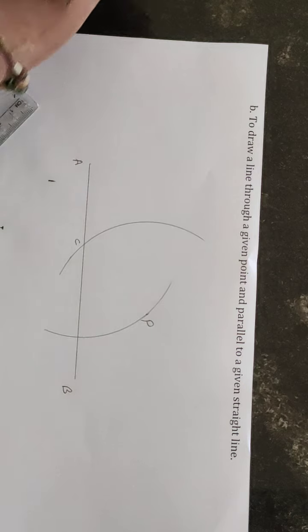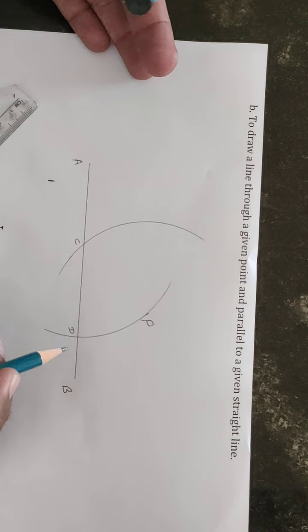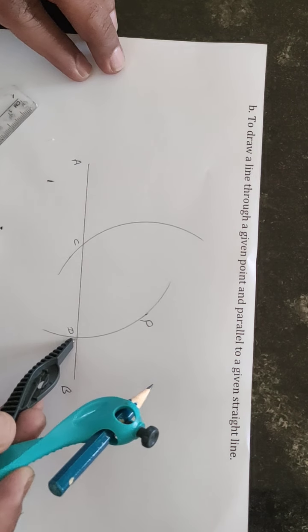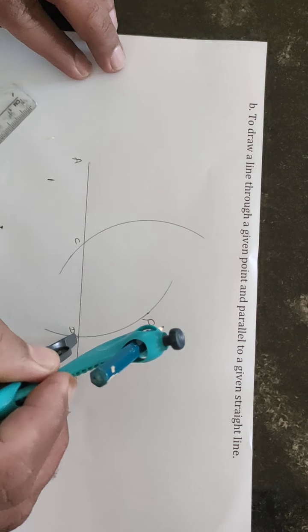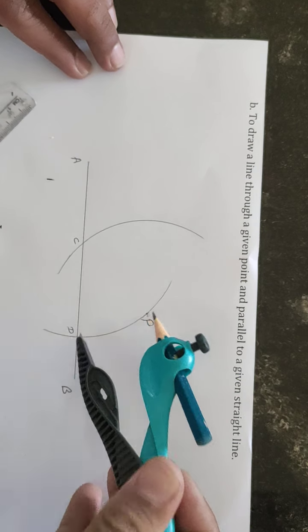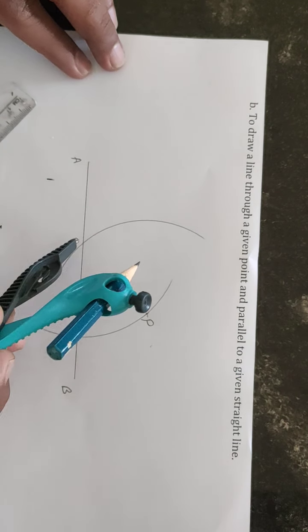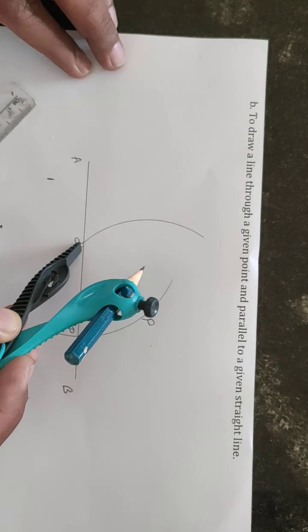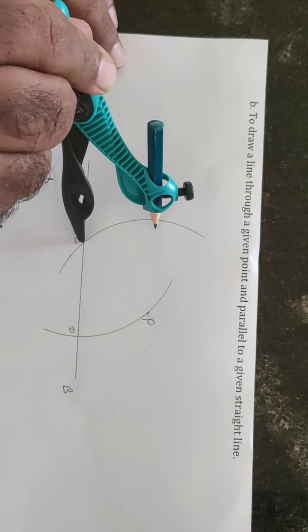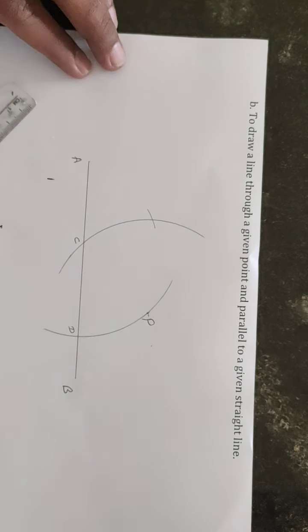Okay, suppose this is point D. Now put the compass on point D. Take a distance D to P. See, like this. Take a distance equal to D to P. Now with the same distance, put the compass on point C and draw an arc like this.